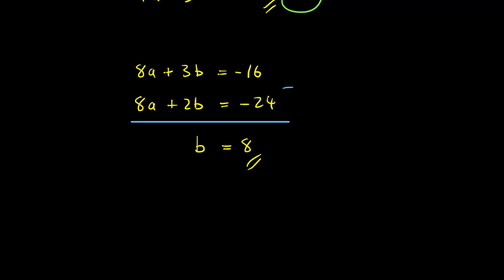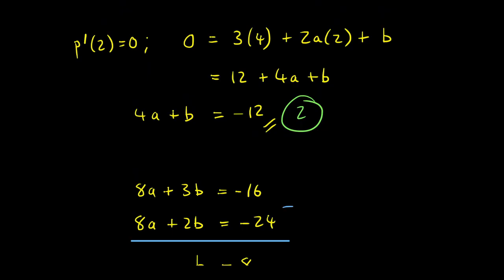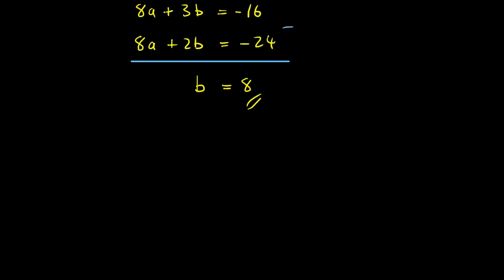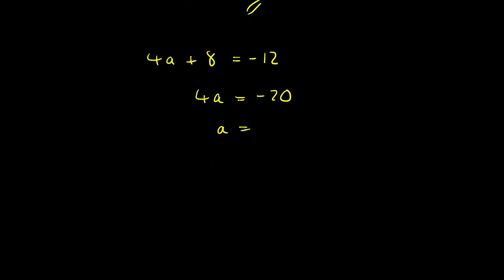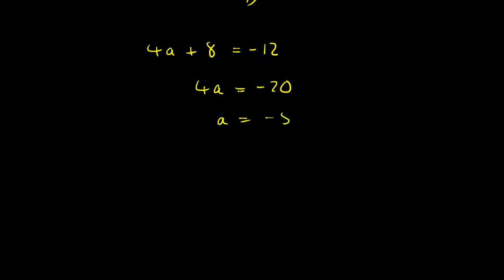Okay? And if b is equal to 8, then I should be able to substitute in. So I know that 4a plus b is equal to negative 12. So we substitute in, so 4a plus 8 is equal to negative 12. So 4a is equal to negative 20. And so therefore a is going to be equal to negative 5.